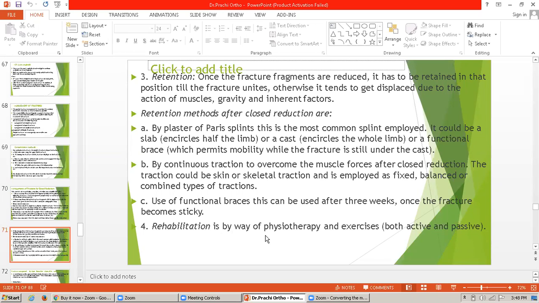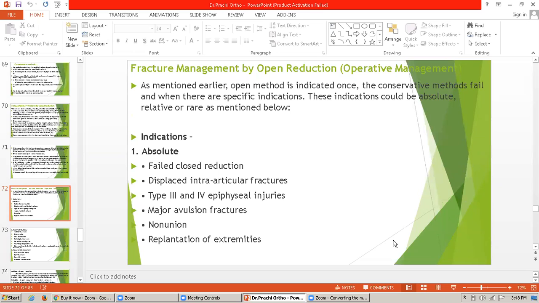Rehabilitation is by way of physiotherapy and exercises, both active and passive. So rehabilitation is also useful in the case of a fracture, by way of physiotherapy and exercises, that is, active and passive. Then, fracture management by open reduction. It is the operative management.